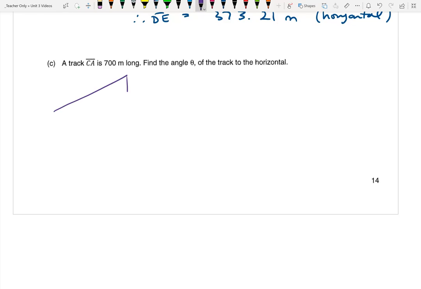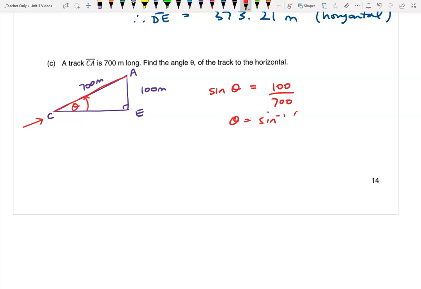Okay, so just drawing a right angled triangle to represent our situation. We've got CA, which is 700 meters long, and CE, which is the base of the hill. We know AE is 100 meters. We want to find angle theta, the angle that track CA makes with the horizontal. So looking from point C, from the angle, we've got the opposite and hypotenuse. So we're going to use the sine ratio, but this time we want to find the angle. So we're going to inverse sine 100 over 700, and our theta value is 8.21.